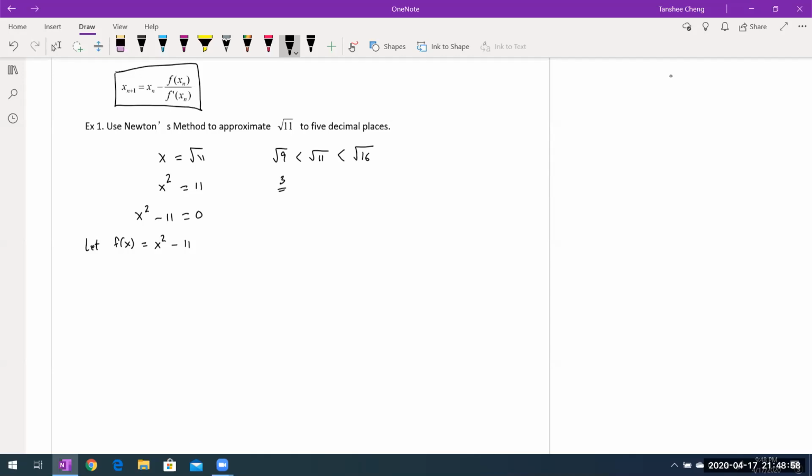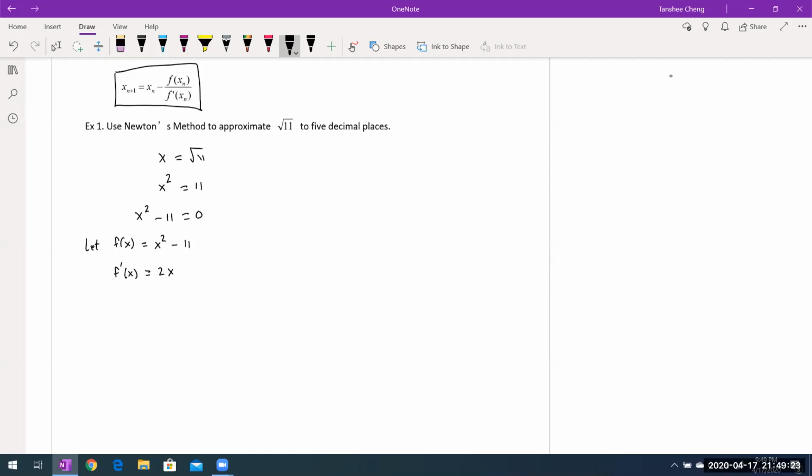Now, this is a very easy problem where we can see the numerical part, so we can guess a better initial point. But in other problems, we might not be able to do this, so keep that in mind. Finally, to use this formula, what we need is the first derivative function. So the first derivative is equal to 2x.